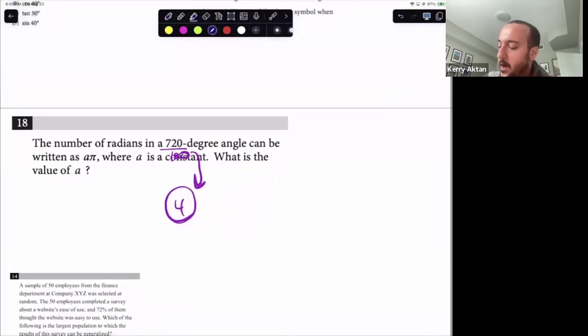Again, for those of us not in pre-calc or haven't seen that, 1 pi radian is 180 degrees. All you have to do is divide by 180. Or if you want to get out of radians, multiply by 180.